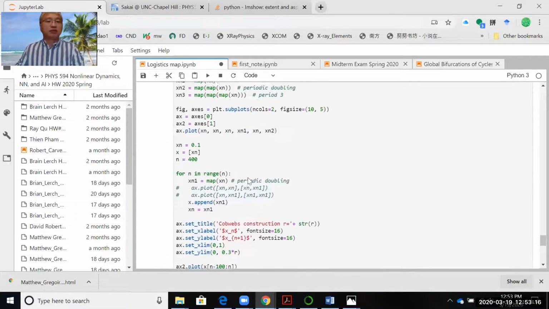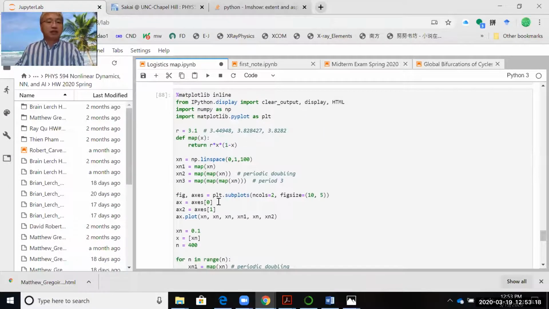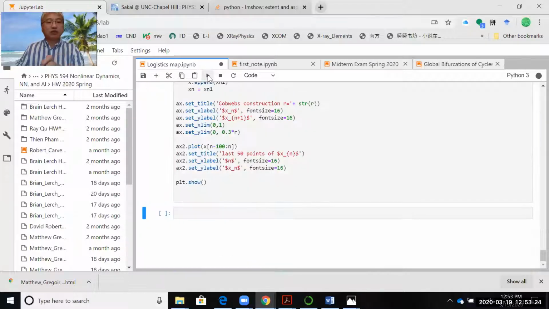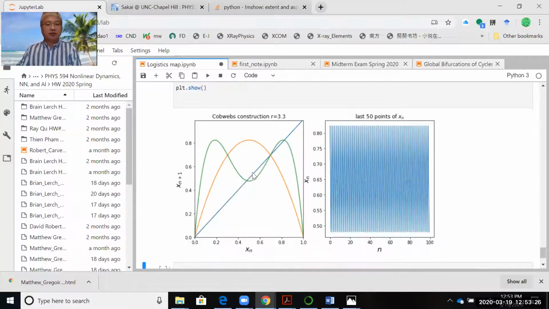Let me just blow this up a little bit. So let's do 3.3, for example. It should be a little bit clearer. Right, you see now clearly, right? There's a fixed point here and a fixed point there. And for any kind of initial condition, you will end up basically cycling between these two.